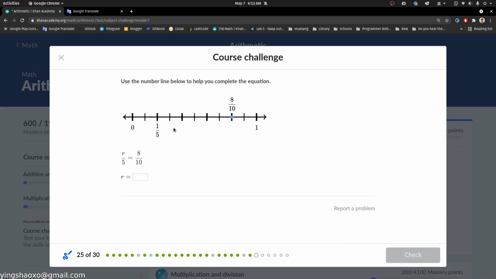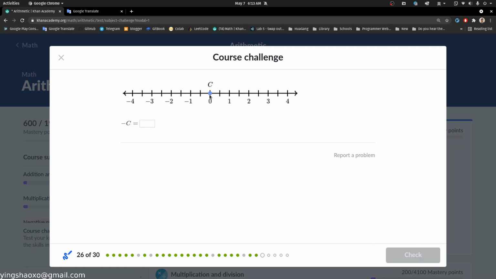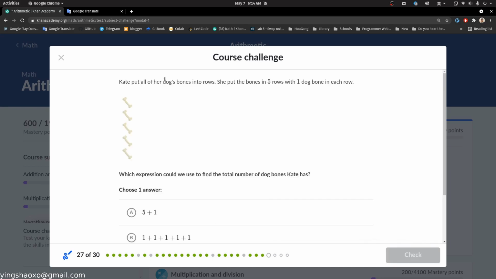I guess I don't need the number line, and I could just do an equation transfer to get that kind of answer. So here we could get r equal to 8 over 10 times 5, and 5 cancels out. In the end, we get 4. Alright, for the same kind of challenge, if the say equals 0, negative say would also equal 0. Alright, let's go.